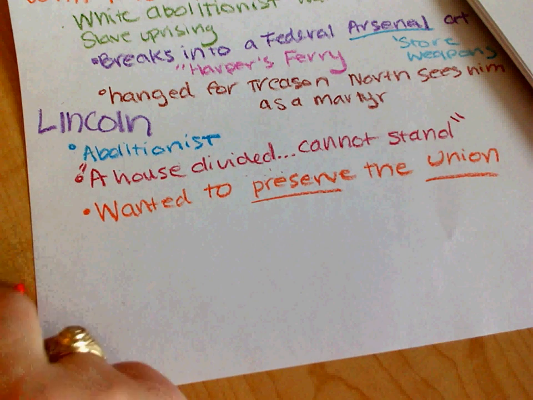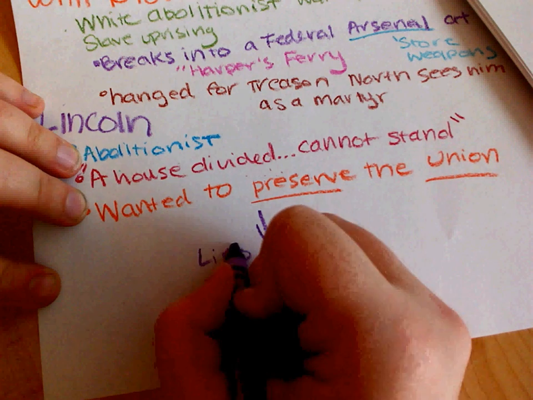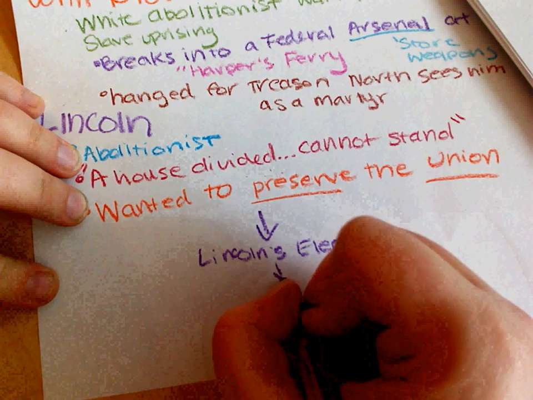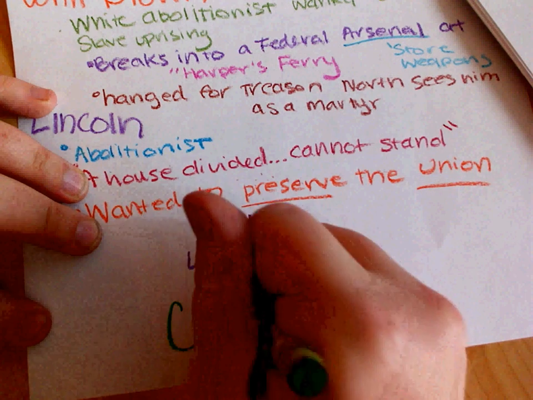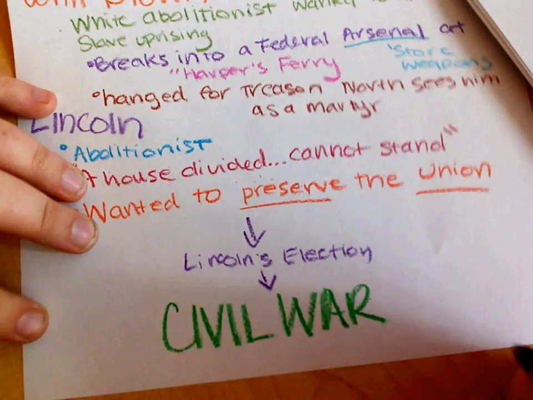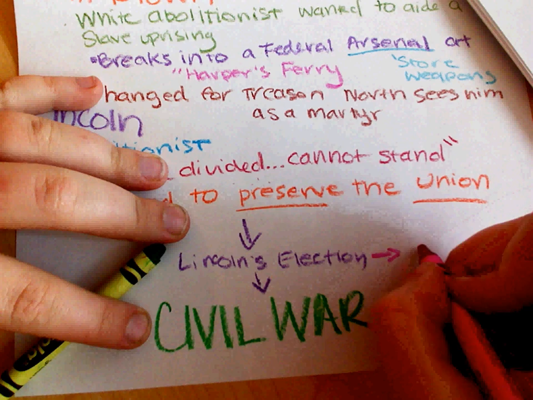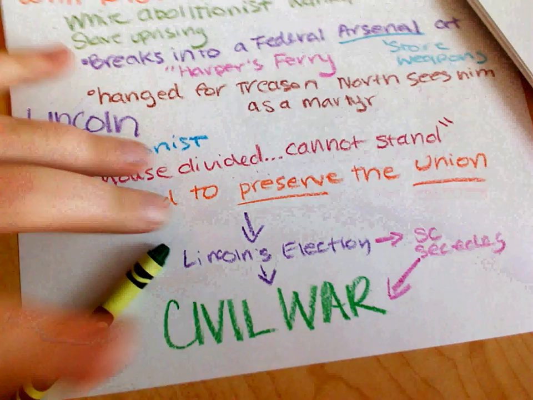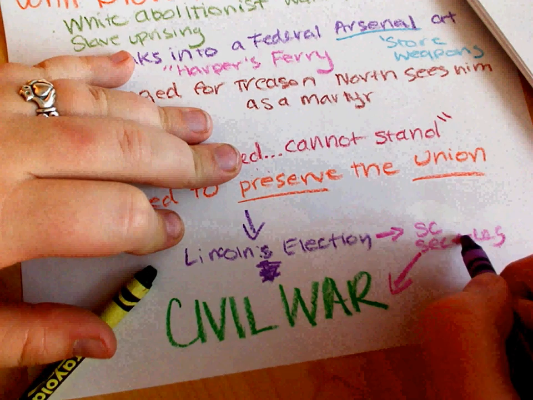But the last straw leading to civil war, Lincoln's election. Lincoln's election leads to Civil War. Actually, technically, it leads to South Carolina secedes, which leads to war. So technically, let's get rid of this one, because Lincoln's election leads to the secession of South Carolina, which leads to Civil War.